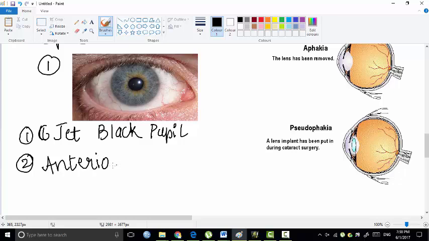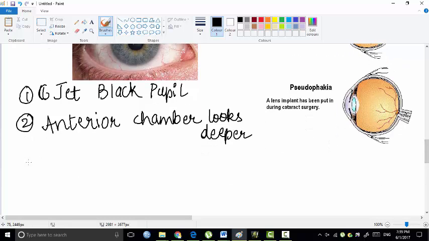Because of absence of lens, the anterior chamber looks deeper, right? So these both are the major characteristics. Now next, you can also see iridodonesis.